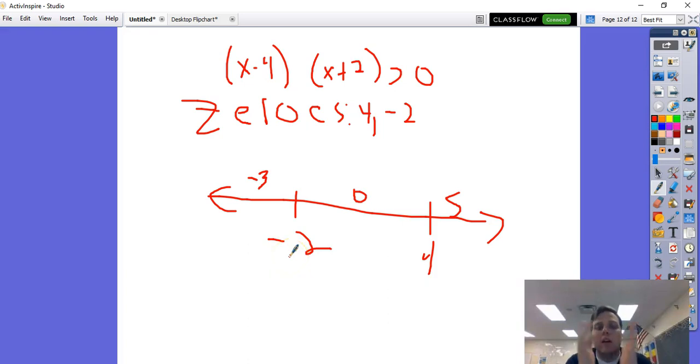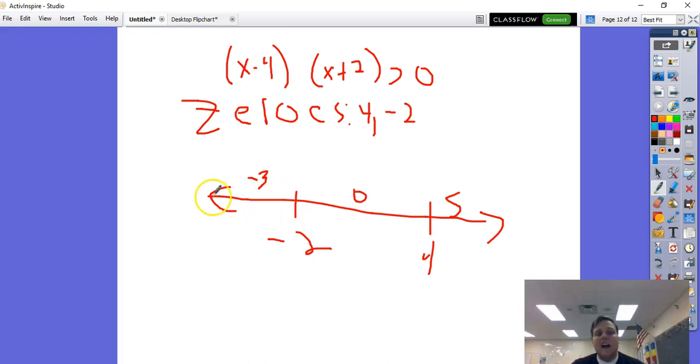Why does this work? Let's talk about why this works real fast. Where is the only place that y can change from being positive to negative or from negative to positive? That's right, the x-axis, right? The only time y changes from being positive to negative is when I cross the x-axis. So that's why these zeros matter, because I know that the only time that y could change from negative to positive is either here at negative 2 or at 4.